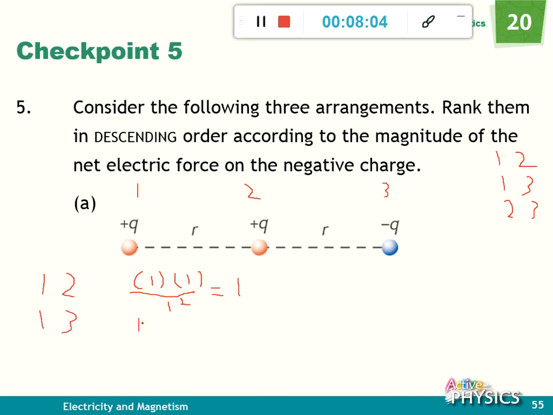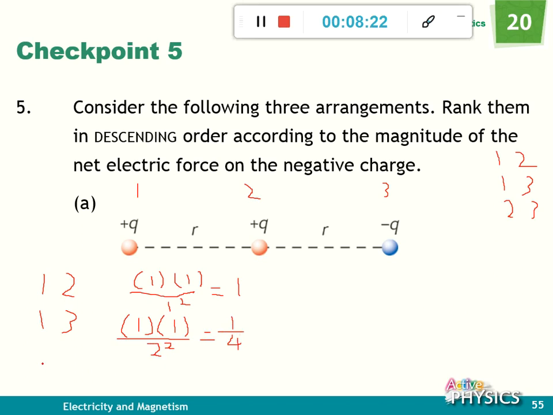For 1 and 3, the charge should be 1. Remember, I just need to focus on the value, the math only. This one is -1, which also means 1. But the separation, the distance between them, is 2r. It means that this is 2 squared. Your answer should be 1 over 4.